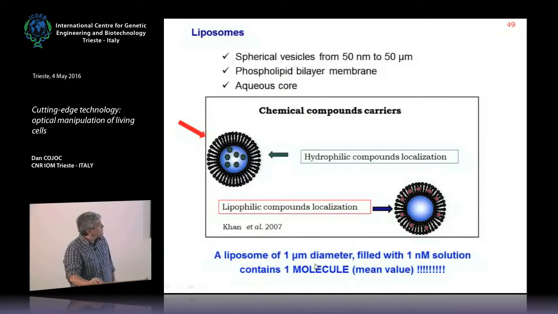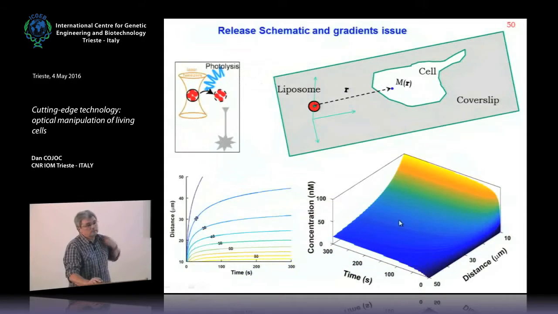What is also interesting to notice is that a liposome of 1 micrometer diameter, we like 1 micrometer because we can manipulate it and see it well in the microscope, filled with 1 nanomolar solution, contains 1 molecule on average. So you stimulate a cell with 1 molecule. Then the important thing is whether this is enough or not. This can be seen.